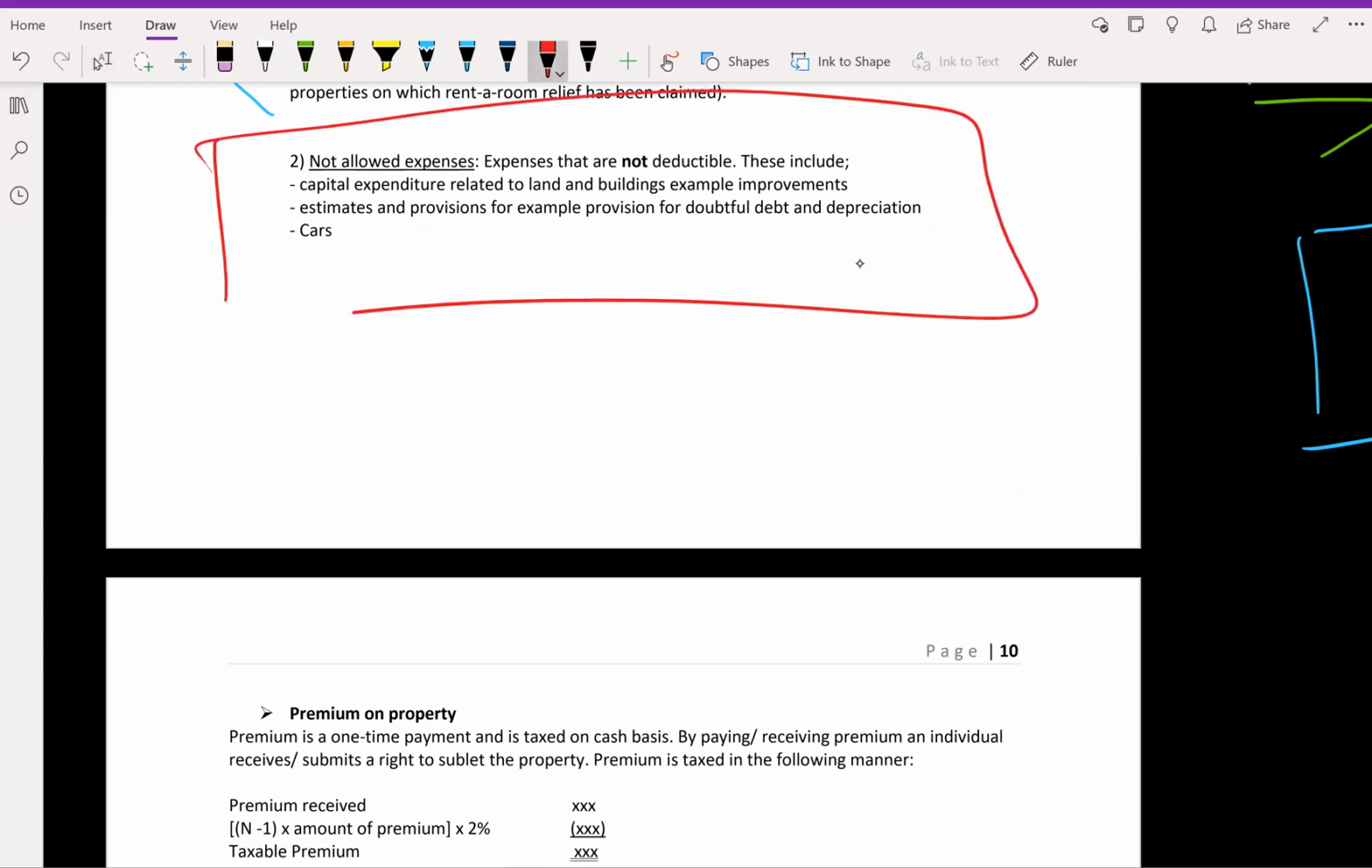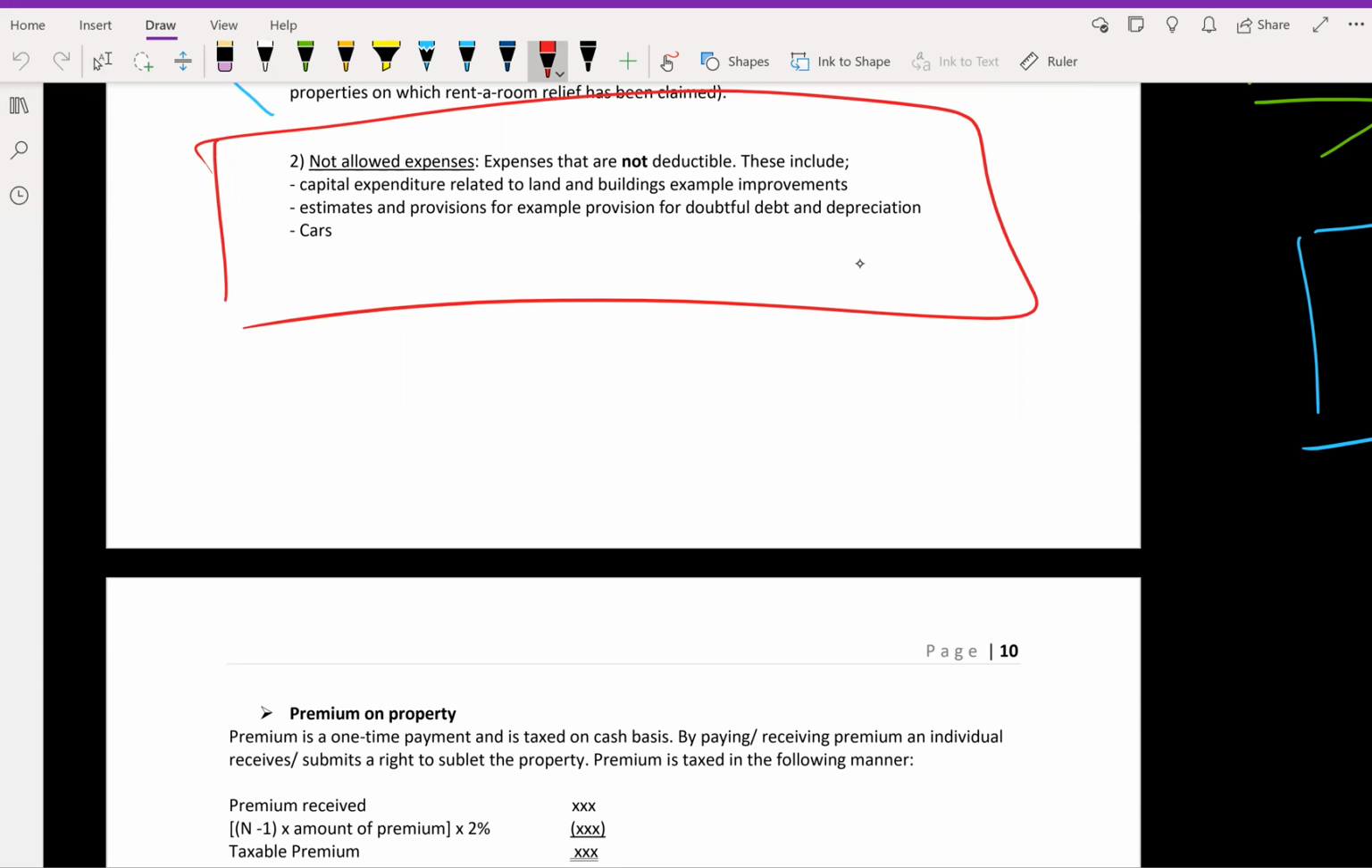I want you to read this part now. I already told you what not allowed expenses are: expenses that you've incurred, but which will not be an eligible deduction from your property income P&L. Capital expenditure related to land and buildings, which I already told you about earlier when I was talking about plant and machinery. Estimates and provisions, for example, provision for doubtful debt and depreciation. In the world of taxation, estimates are the most hated expense. Why? Because companies, businesses or individuals tend to extrapolate so that they can claim a higher expense against a lower profit and pay a lower tax.